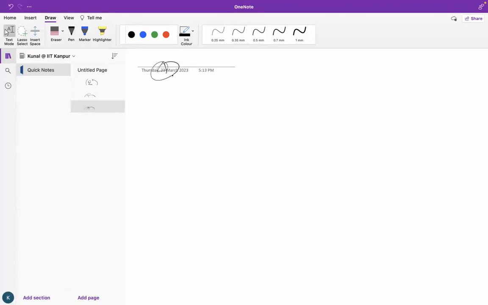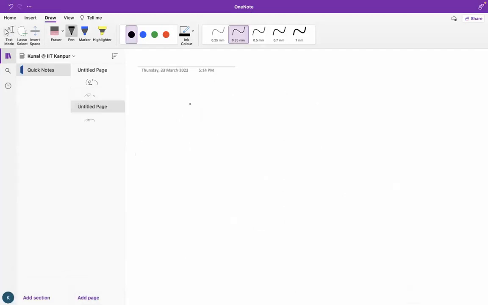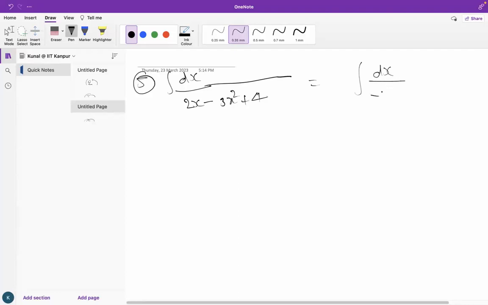So our next example is, which is what next one? Yeah? Okay. So we dealt with four problems. Our next example is the fifth one, which looks like integration of dx divided by 2x minus 3x square plus 4. So what I have to do first is arrange this in decreasing order of terms. So minus 3x square plus 2x plus 4.